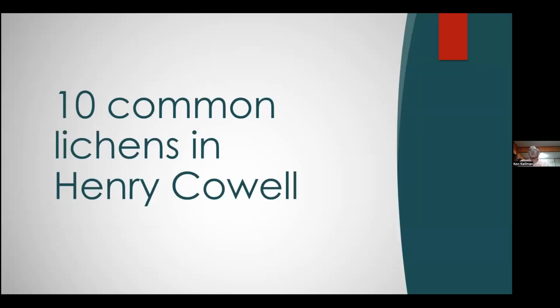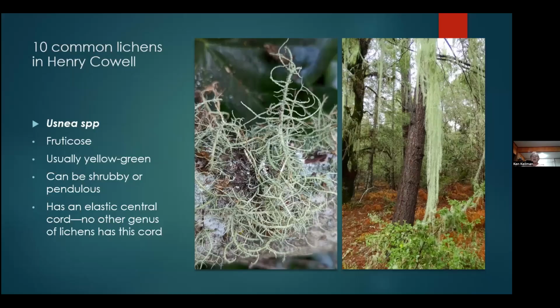So finishing up, let's look at 10 common lichens in Henry Cowell. First, and easily the most common in the park, and I would have to say probably in Santa Cruz County, is this genus called Usnea. It's a fruticose lichen. It's usually yellow-green, although we will probably see a species on Friday that's orange or reddish-orange. It can be shrubby like the one on the left, or it can be pendulous like the one on the right. It has a really cool feature, which is an elastic central cord. No other genus of lichens has this cord.